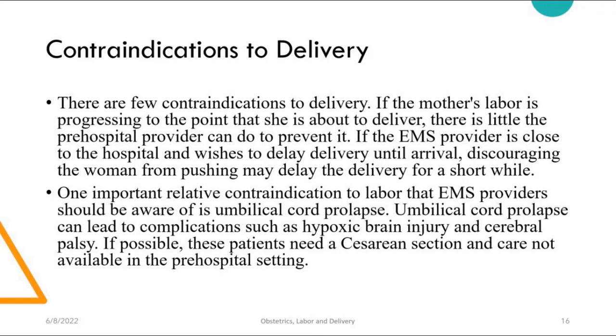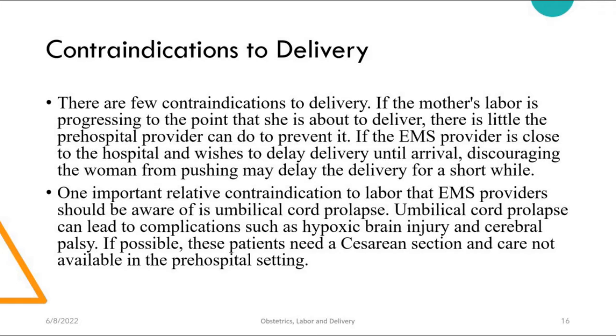But one very important contraindication to not transporting, to delivering in place, is a prolapsed umbilical cord. If the umbilical cord is prolapsed, it is protruding from the vagina and the baby's head is not yet crowning, you're not yet at the opening, the danger is as the baby continues to pass through the vagina, it's going to put pressure on the umbilical cord and that's going to cut off the blood flow.